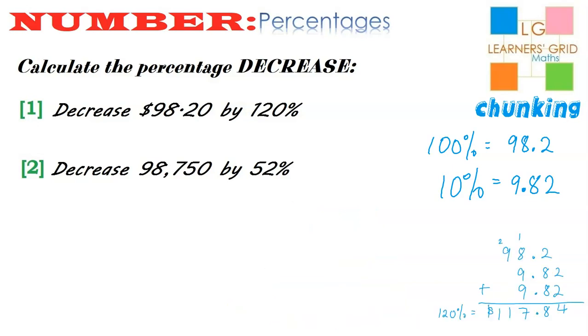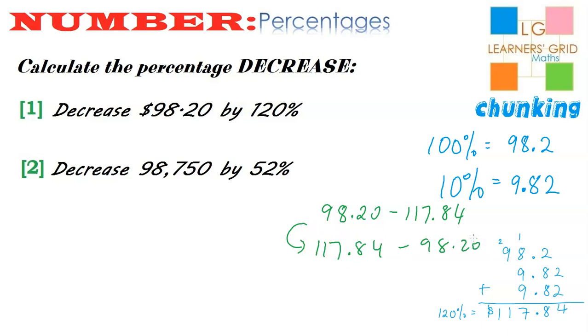What I need to do now is subtract that amount from $98.20. There's a few ways you can move from this point. Essentially, we have 98.20 minus 117.84. But you can see that you're going to end up with a negative number. I tend to do it like this: if what I'm subtracting is greater than what I start with, and I'm going to end up in a negative number, I just turn the whole thing around and treat it like a normal subtraction, where I start with a greater number and take a smaller number away.